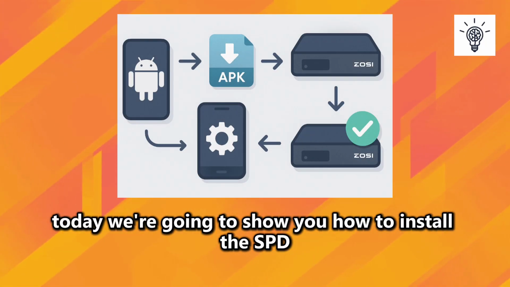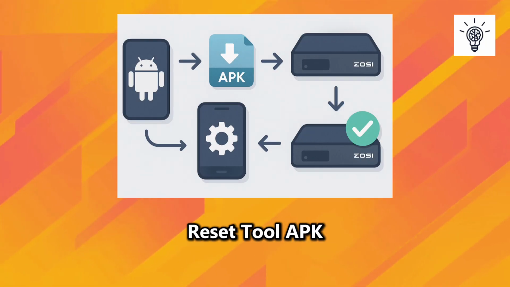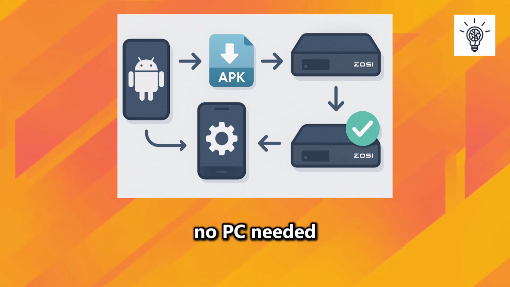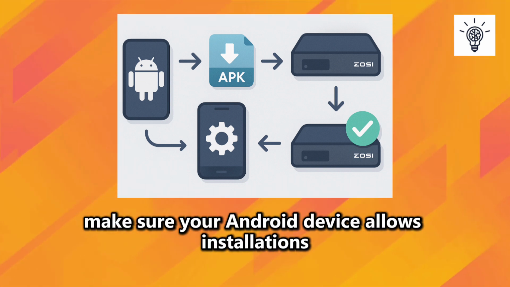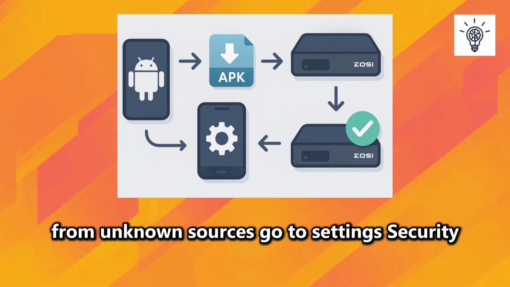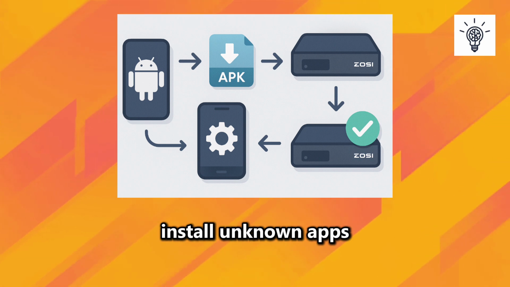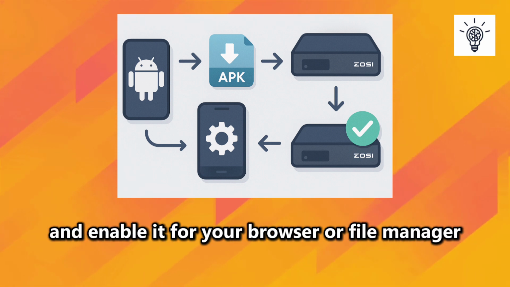Today we're going to show you how to install the SPD Reset Tool APK and reset your Zosi DVR in minutes, no PC needed. First, make sure your Android device allows installations from unknown sources. Go to Settings, Security, Install Unknown Apps, and enable it for your browser or file manager.